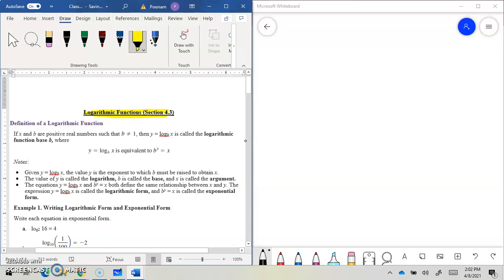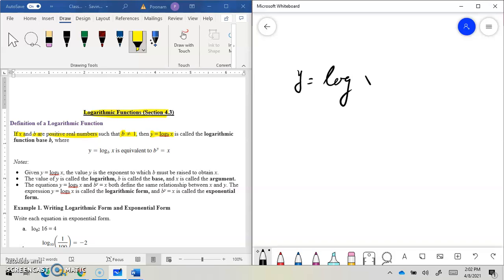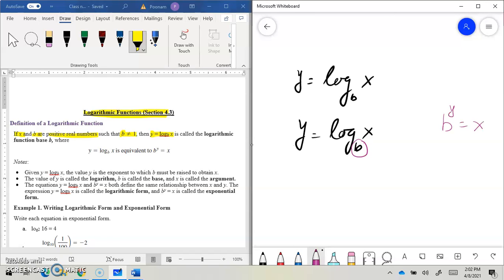Let's read the definition. If x and b are positive real numbers such that b is not equal to 1, then y is equal to log of x with base b, and this is called the logarithmic function with base b. What it means is basically that b, which is the base here, raised to the power y is equal to x. So basically, the log function is the inverse of the exponential function.